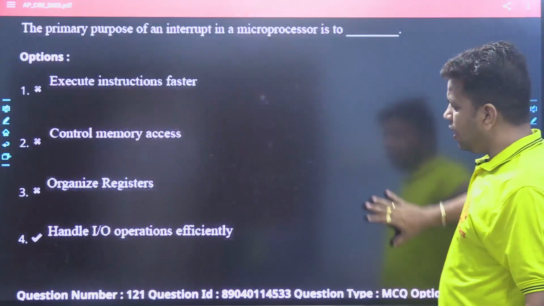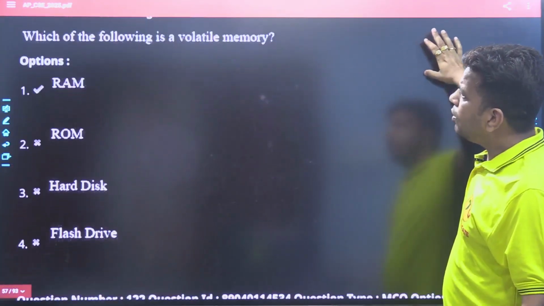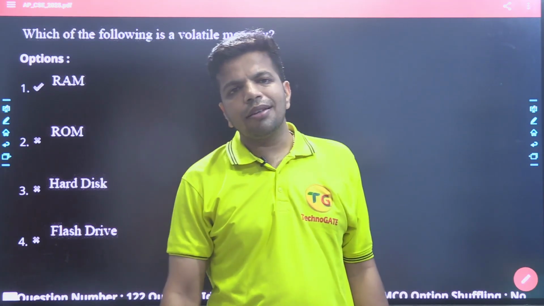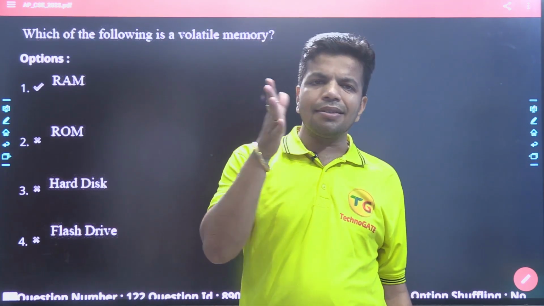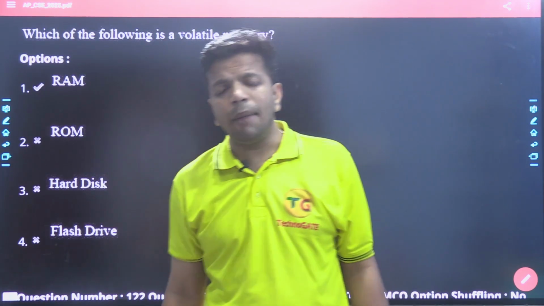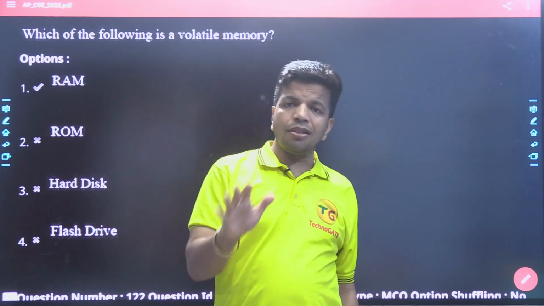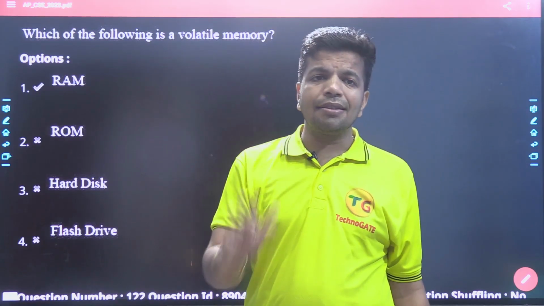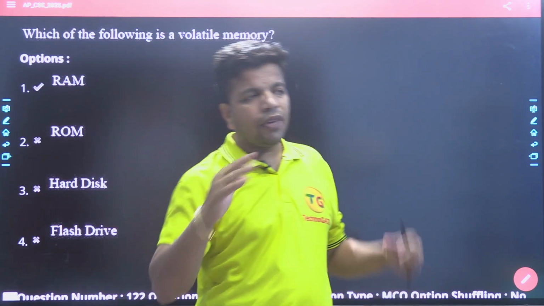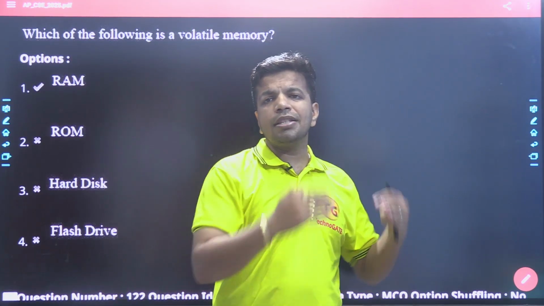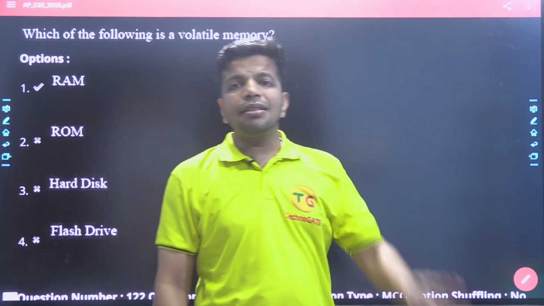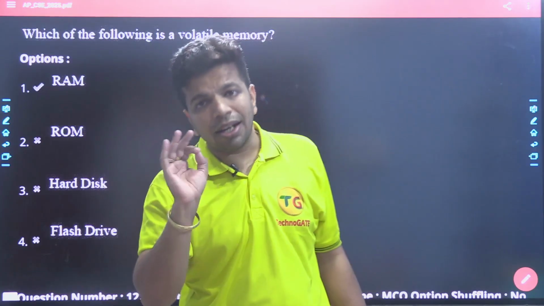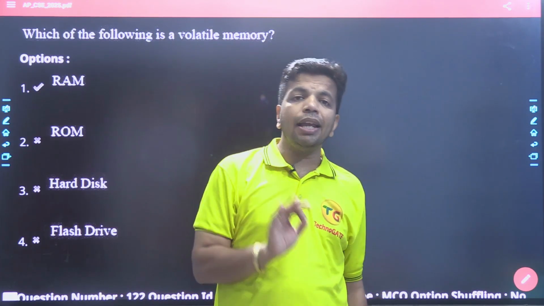Let's move to the next one. Which of the following is a volatile memory? If we're talking about volatile memory, it means that if electricity is supplied, then data exists in that particular memory. If electricity is not supplied, the data inside the memory is going to be erased. In a hard disk we can save our data for a longer time; even if we shut down our system, data still exists. In a flash drive data exists, in ROM data exists, but RAM, random access memory, is a volatile memory.